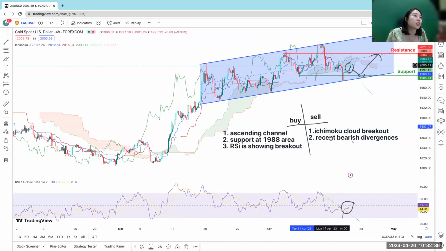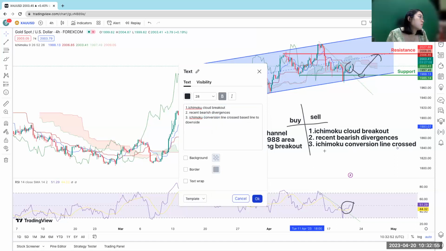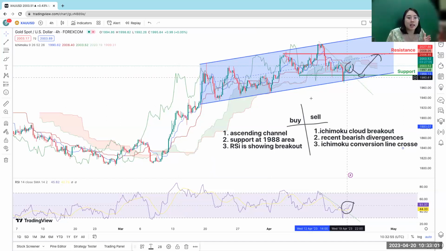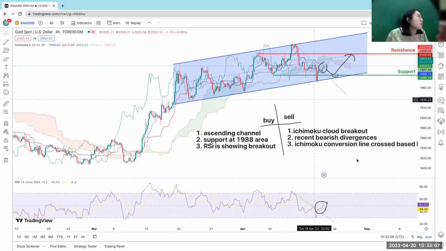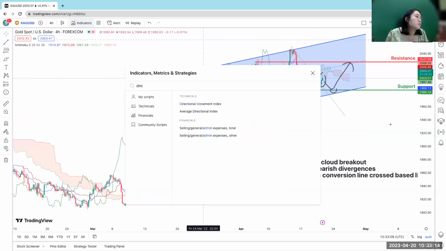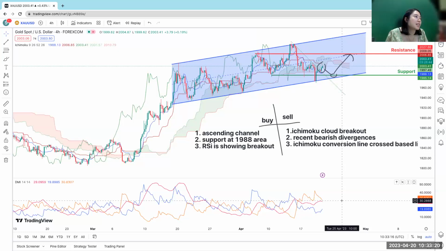On top of that, the conversion line is below the baseline, so it's kind of saying that it is bearish. So there are three reasons to buy, three reasons to sell. How do you decide whether you're going in for a buy or sell? Let me pull out DMI. DMI is showing a sell.